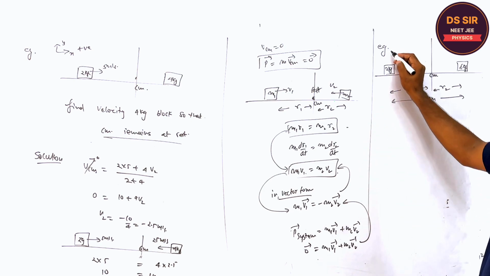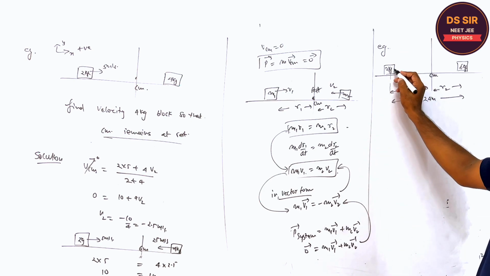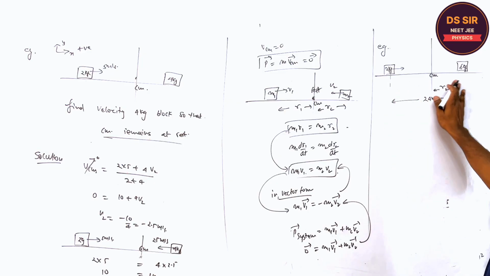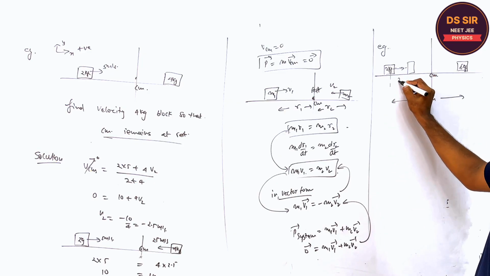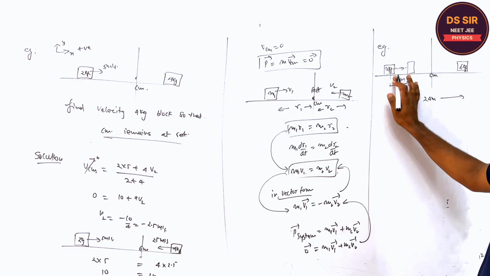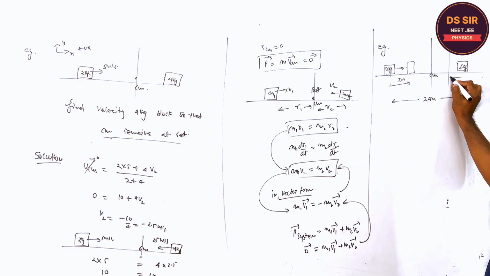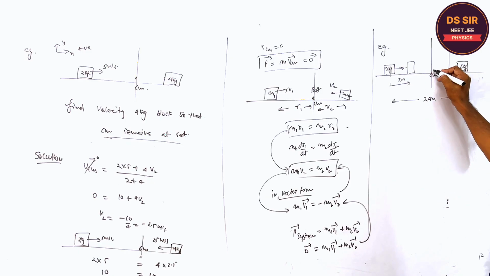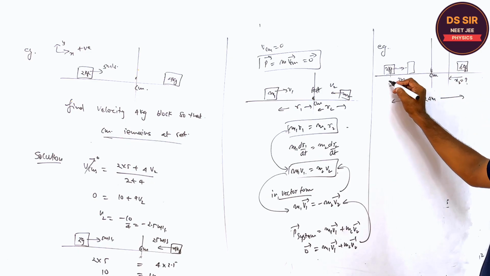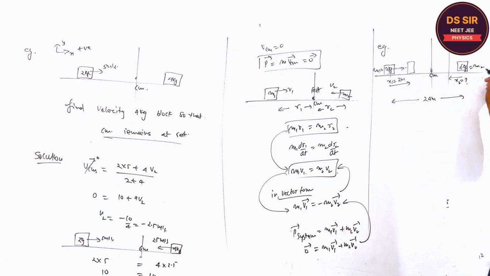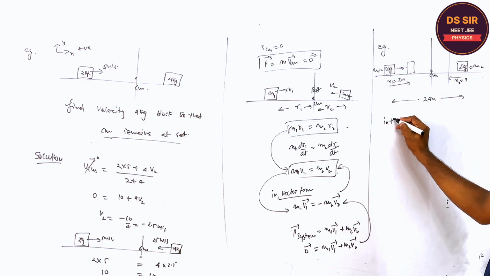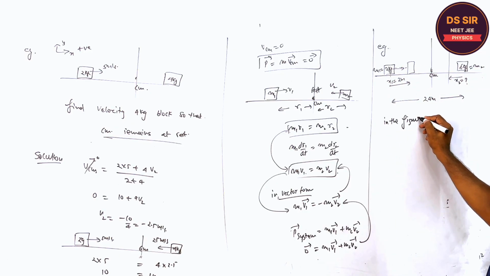Listen one thing. If this block moves in this direction by 2 meter, is it clear or not? Then by what distance must the 6 kg block move in the same direction so that the center of mass remains at the same position? This is the question. In the figure you can write the question.